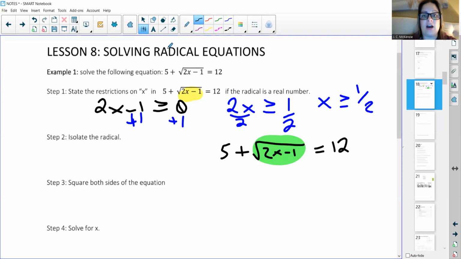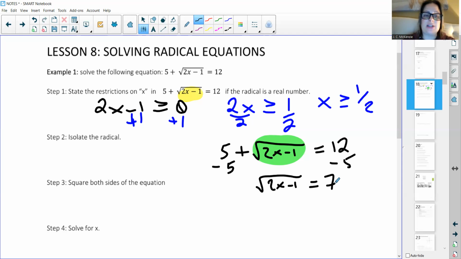So we're going to deal with that 5 first. So we're going to subtract 5 from both sides. And then we get the square root of 2x minus 1 equals 7. We've now finished step 2, which is to isolate the radical. Our radical is now all by itself on one of the sides of that equals symbol.